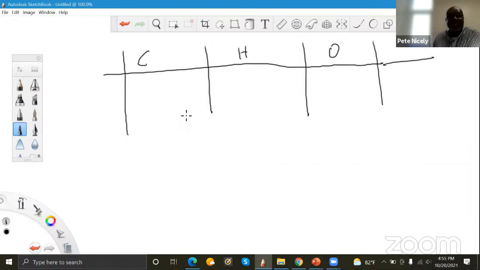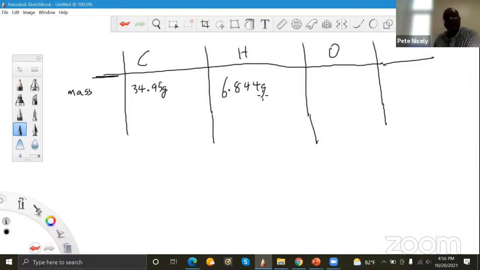Those are the 4 elements, right? And if you remember, we said that whenever you're doing these kinds of problems, you can assume that you're working with 100 grams of the particular substance, because by doing that, the percentages will be equal to the masses in grams of each of these. So I'm going to start off with the carbon, which is 34.95 grams. The hydrogen, which is 6.844 grams. Oxygen is 45.56 grams. And nitrogen will be 13.59 grams.